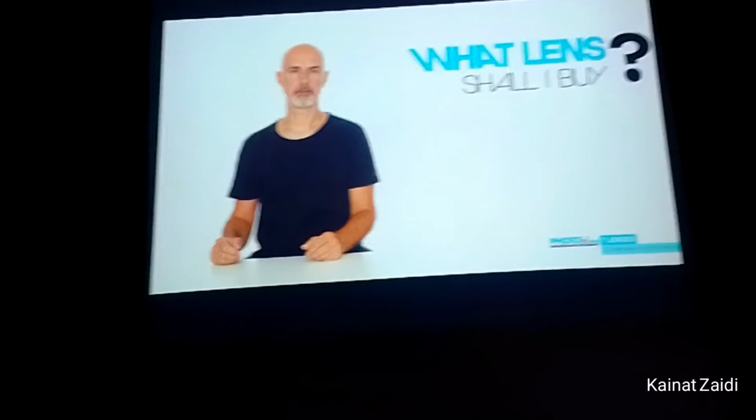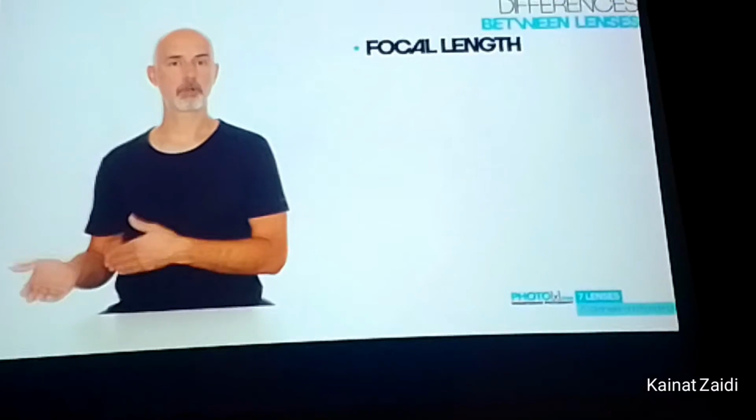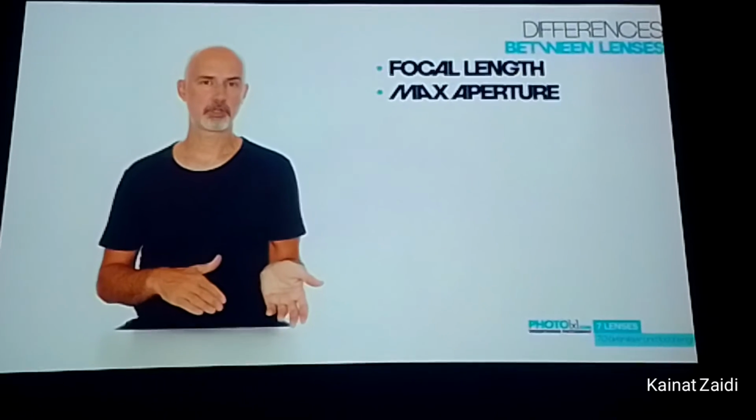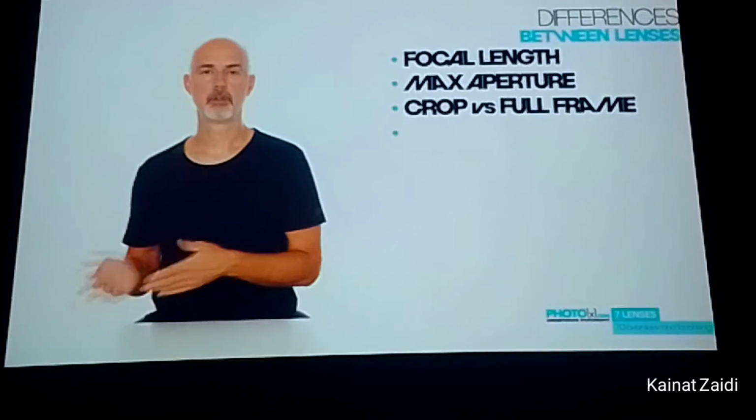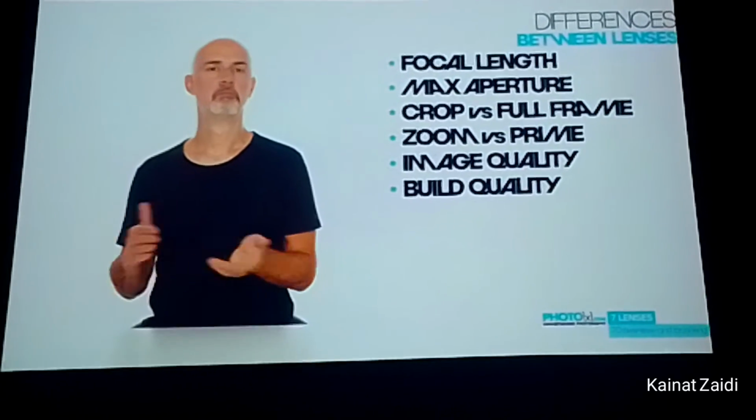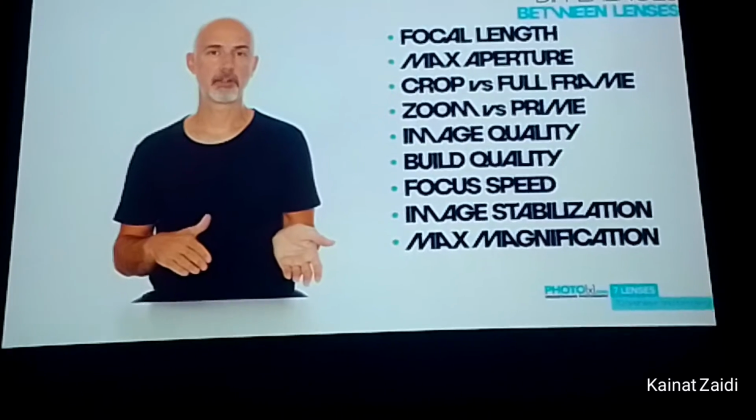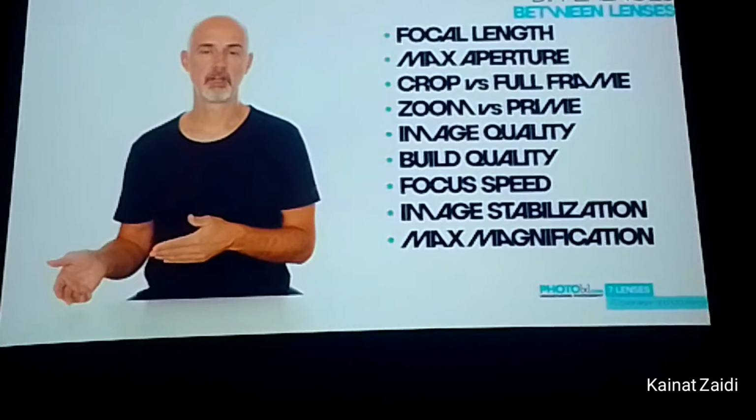answer in this chapter. What is the difference between lenses? Well, there are quite a few points. First and foremost, the focal length, then the maximum aperture, crop or full frame, zoom or prime, image quality, build quality, focus speed, stabilization, macro capability, or in other words, maximum magnification, size.